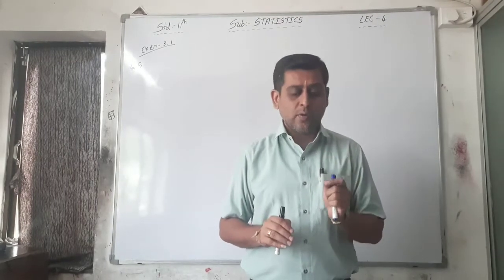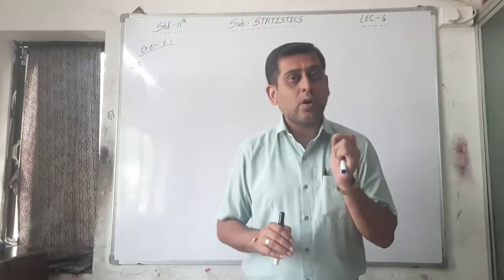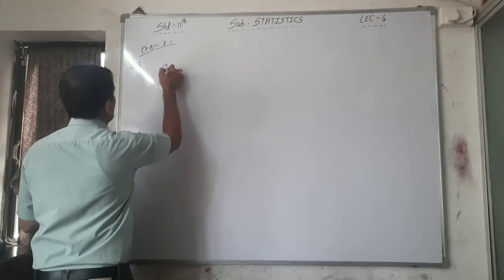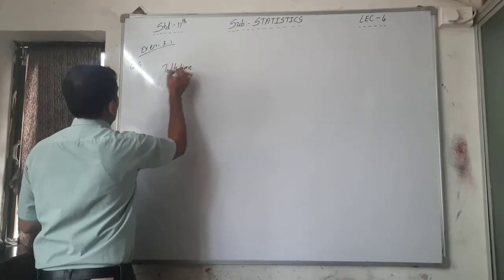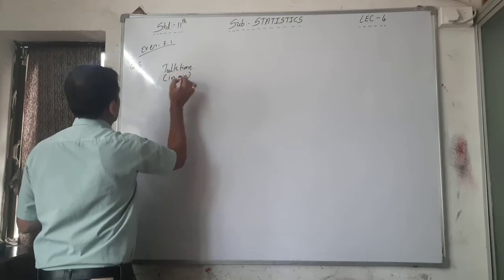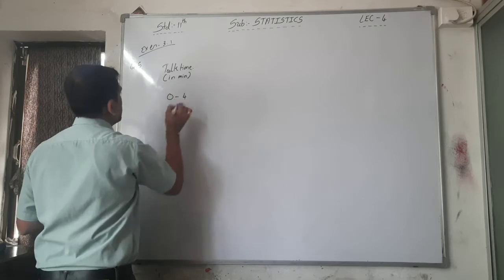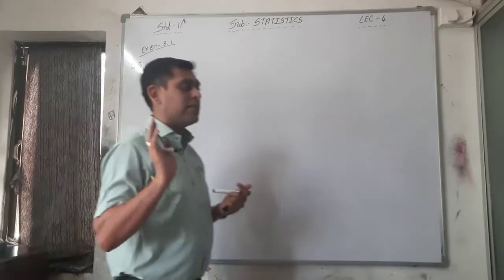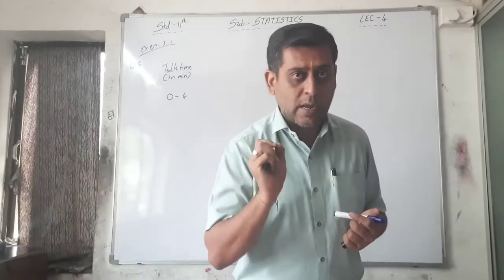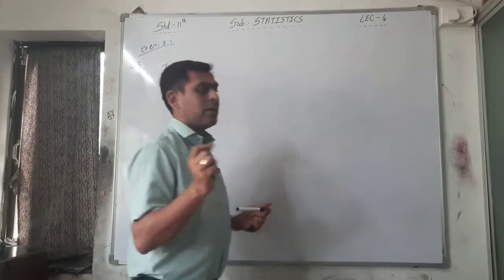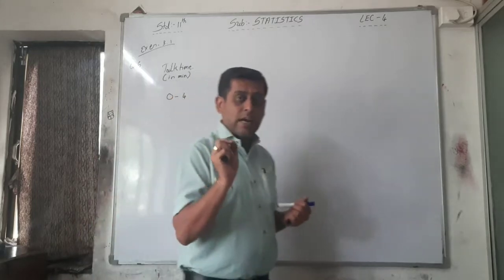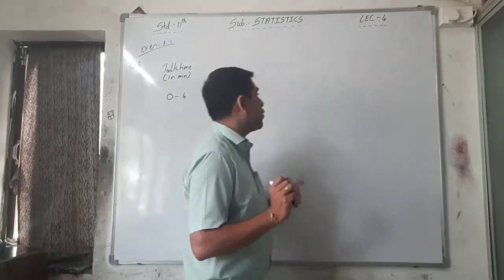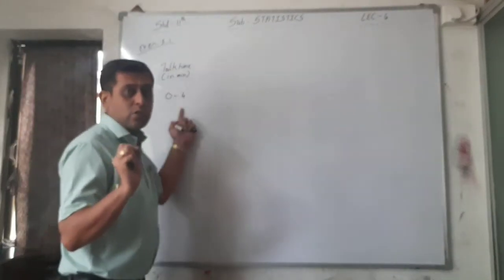That's why we take the class in minutes like this. The first class is 0 to 4. Why? We assume the minimum is 0, since talk time is not negative. The first information given is less than 4, so we take our first class as 0 to 4.